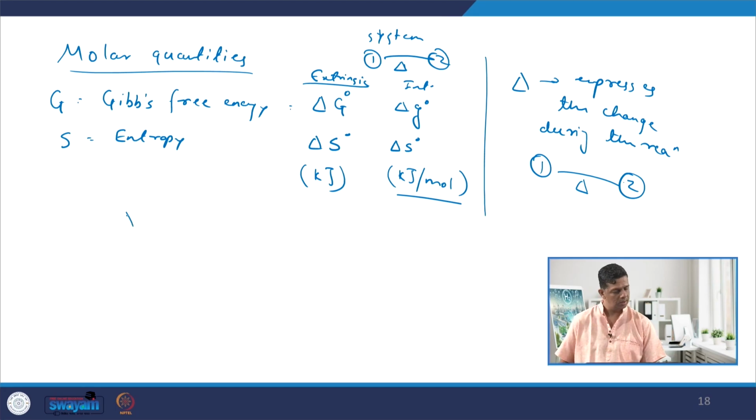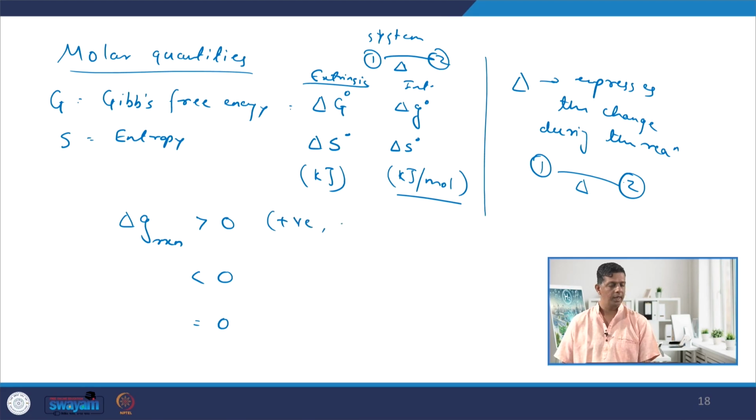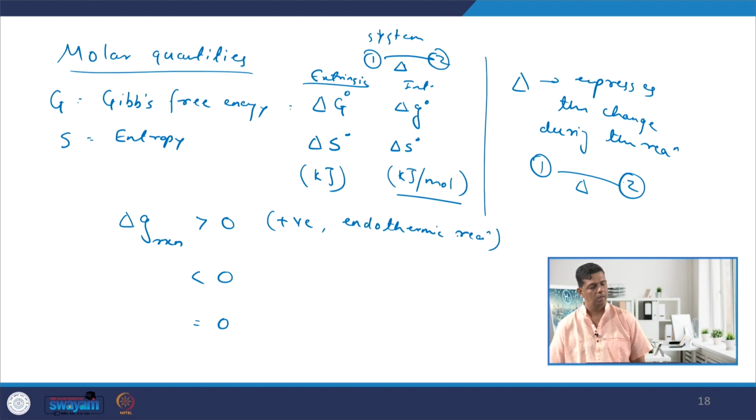So, let us focus this on Gibbs free energy. Let us write delta G reaction is greater than 0, less than 0 or equal to 0. When delta G reaction is greater than 0, it is a positive term, which means the reaction is endothermic, meaning the reaction needs energy from its surrounding in order to go from state 1 to state 2. So, that is what endothermic reaction means.